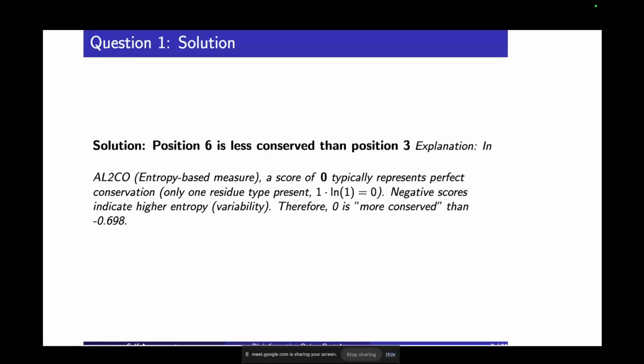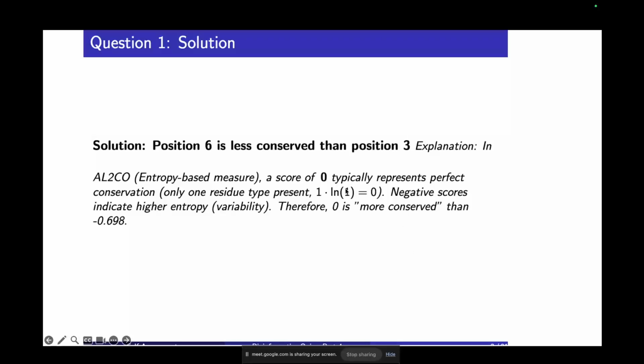Okay, so this particular software is basically a kind of software that measures entropy. Entropy is basically a distance function. It is nothing very complicated or anything, but it's a distance function. So it basically calculates distance. A score of 0 typically represents perfect conservation. Only one residue type is present, which is basically it takes a log of that value. So log 1 is going to be 0, and negative scores indicate higher variability or entropy. So 0 is going to be more conserved than the negative value.